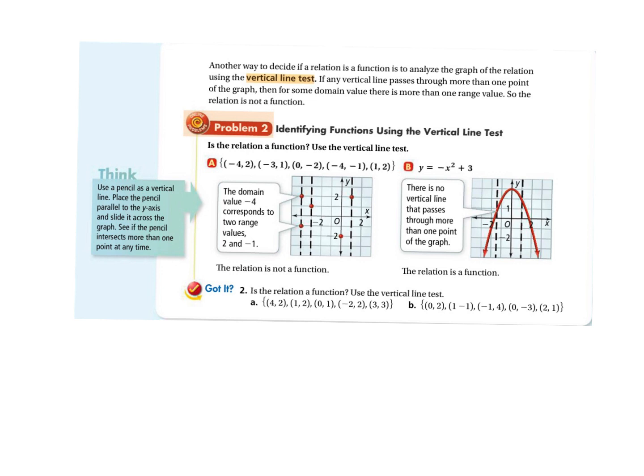Because what that means, if you draw a vertical line, all the points on that vertical line have the same X value. So for everything with the same X value, if you only have one point there, it means you only have one Y value for that X value.